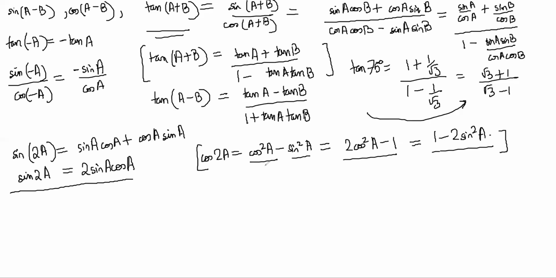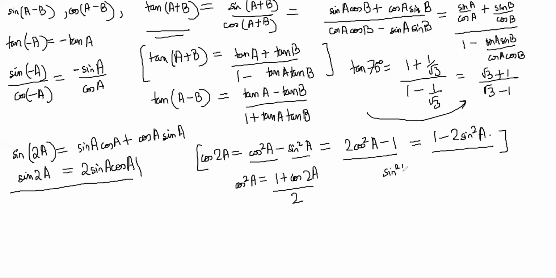After it became cos square a minus sine square a, you can put cos square a as 1 minus sine square a. So you will get 1 minus 2 sine square a. And you can also put sine square as 1 minus cos square, so it becomes 2 cos square a minus 1, right? So now these two formulas are super important. Obviously, these two are very important. So now what you need to do is you can also express cos square a as 1 plus cos 2a by 2.